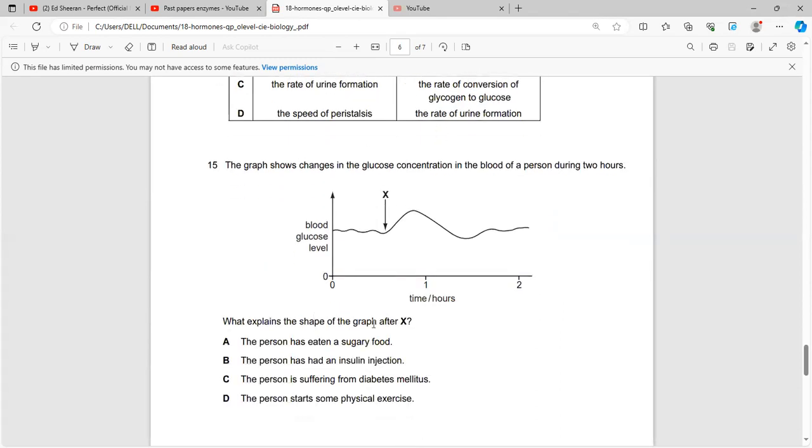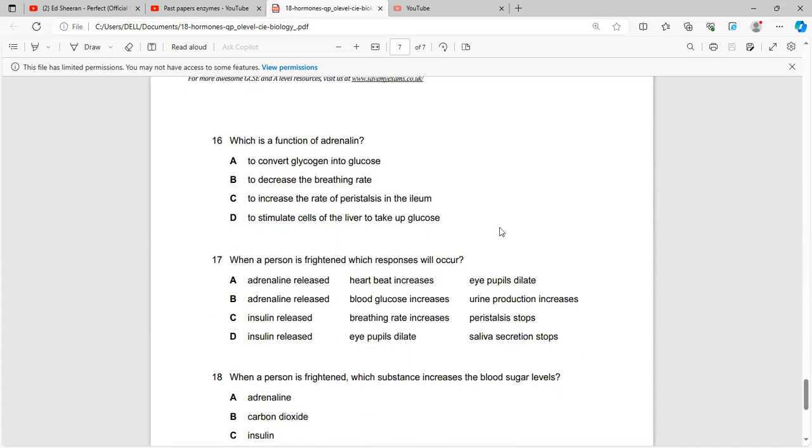Explain the shape of the graph after X. Yeah, so after X, there's a sharp increase in blood glucose levels. The person most probably would have eaten a sugary food. Why is this the option? Because if the person had been suffering from diabetes mellitus, the sugar level wouldn't have come down on its own. As the person isn't suffering from diabetes mellitus, after he's taken a sugary food, the blood sugar level has peaked, but after some time it has gradually slowed down due to the release of insulin.